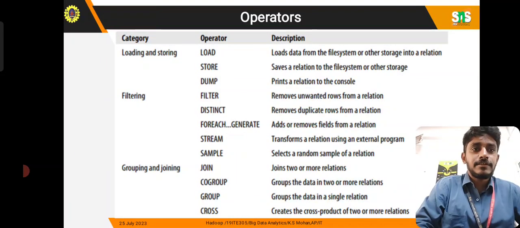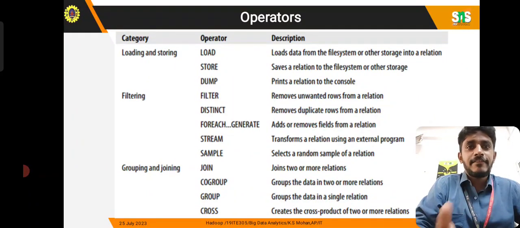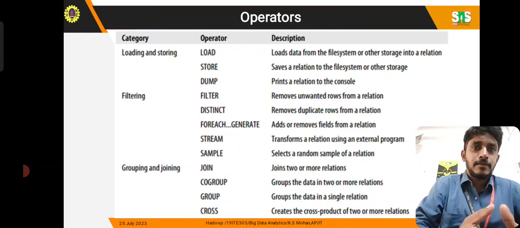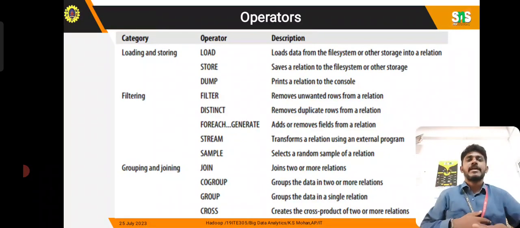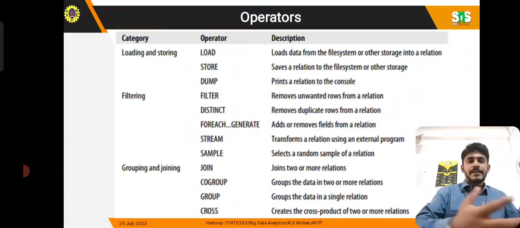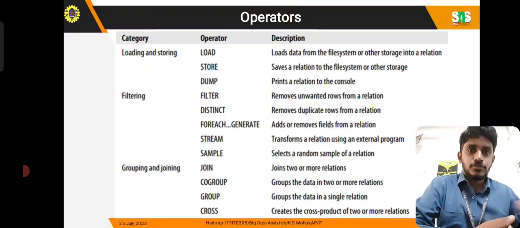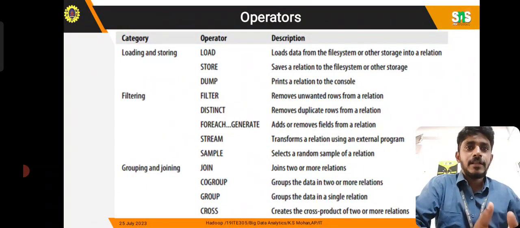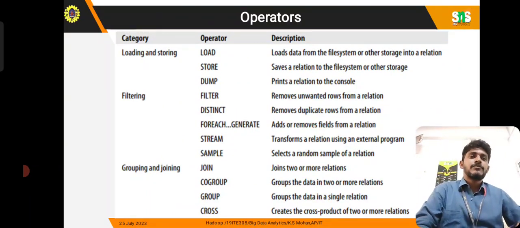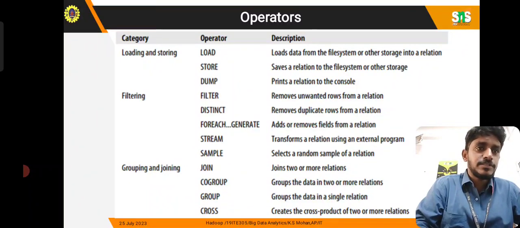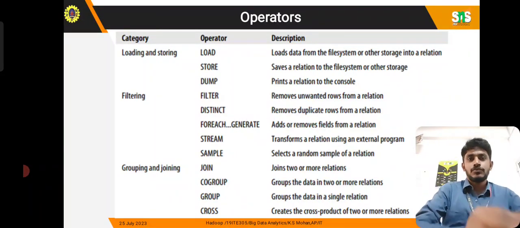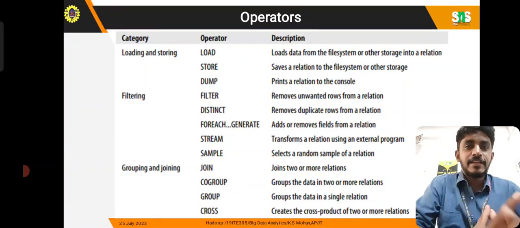The next thing is to list some of the operators used in Pig. Generally we can split the Pig Latin operators into three categories: loading and storing, filtering, and grouping and joining. Load, store, dump and others are the first category. Load loads data from the file system and other storage into a relation. Store saves a relation to the file system or other storage. Dump prints a relation to the console. So that is the first category.